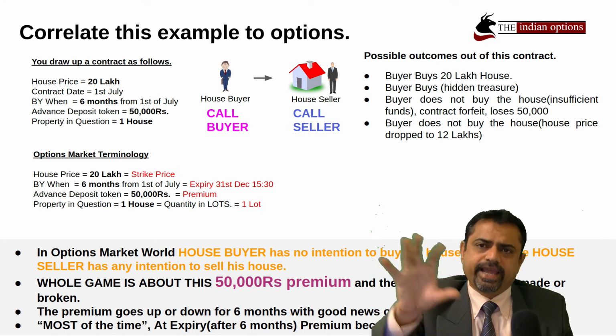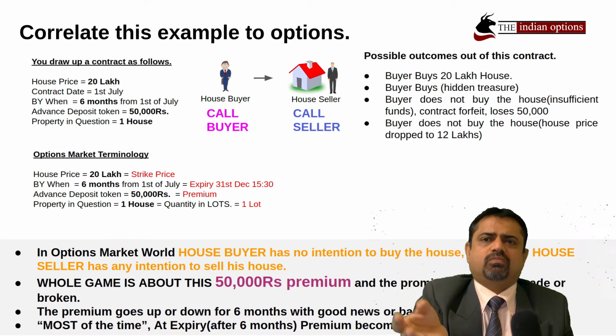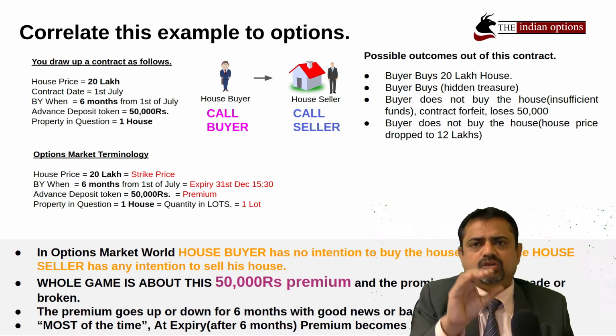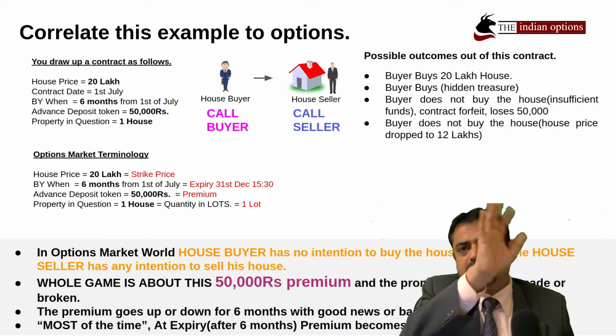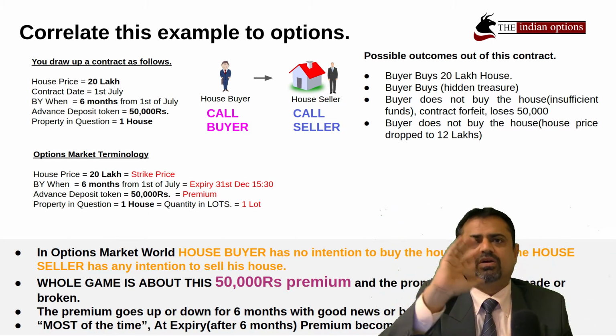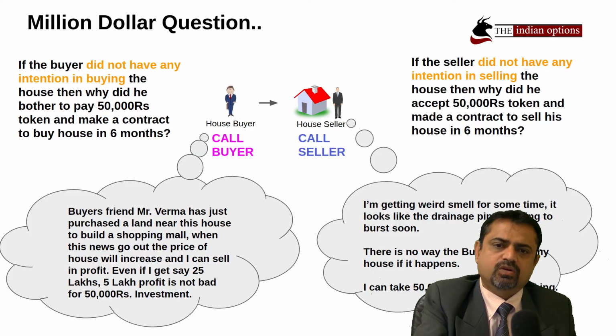So the whole game is not about the house or buying or selling the house. It's only about that 50,000. Just remember that in options, nobody actually is selling something. It is just the promise that you are making to each other, right? Going to the next screen.